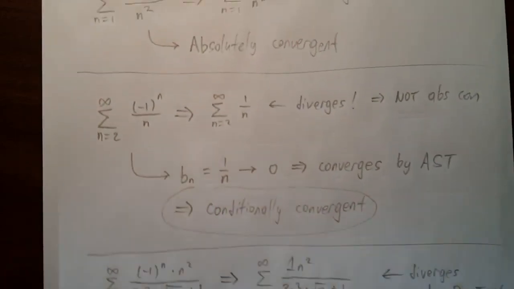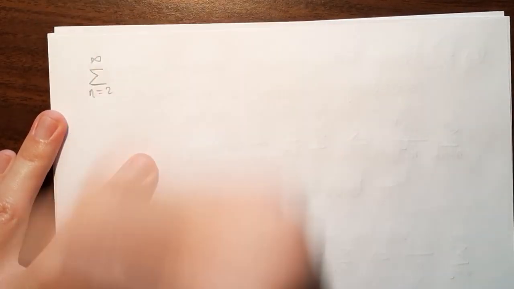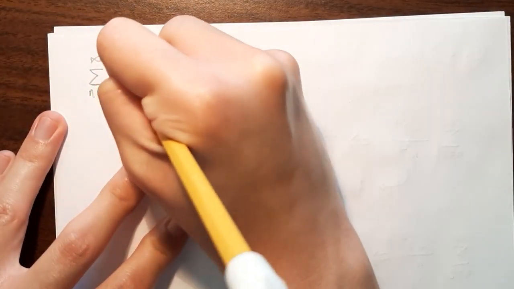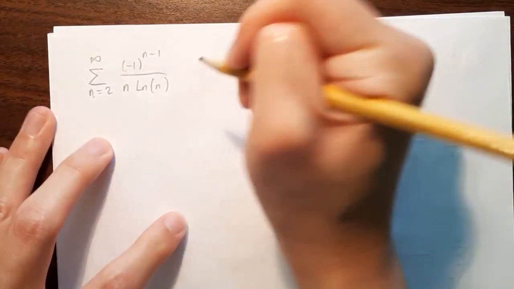All right, so let's do another one where in this case, we're going to step away from the world of regular polynomial rational or rational-esque functions. Let's do something a bit different. So the sum from n equals 2 to infinity of minus 1 to the n minus 1 divided by n times the natural log of n.